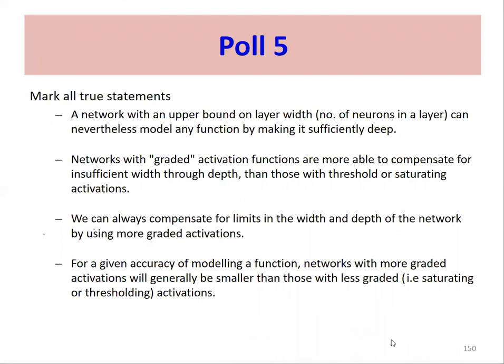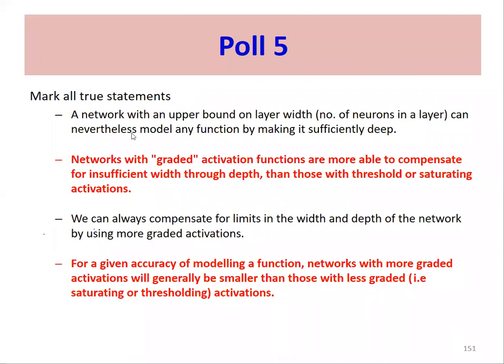I'll end the poll here because I need to complete the course, right? So here, lecture, but here it is. A network with an upper bound on layer width cannot model any function by making it sufficiently deep. I'll give you an example, right? Suppose your input is 2-dimensional and I have only one hidden neuron in the first layer. You've lost one dimension. There's nothing you can do to recover it regardless of the activation.